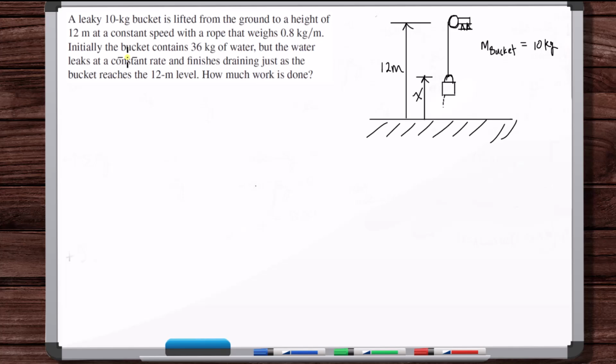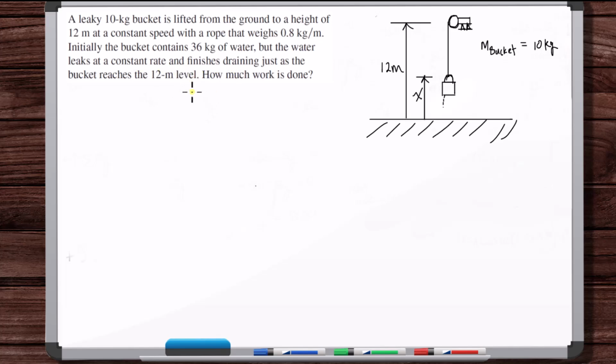So, all right. The rope weighs 0.8 kilograms per meter. Initially, the bucket contains 36 kilograms of water, but the water leaks at a constant rate and finishes draining just as the bucket reaches the 12-meter level. So, let's just start with getting the weight of the water as a function of x. Let's do that. All right, the water leaks at a constant rate, so it's going to be linear.